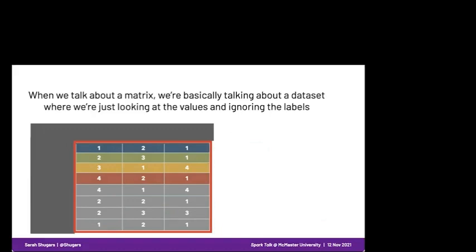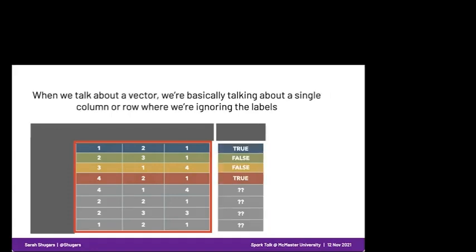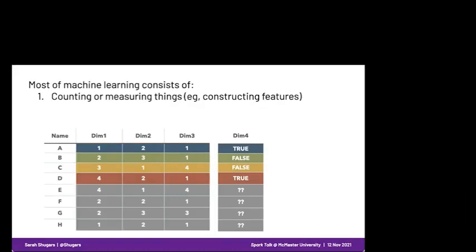And when we're talking about a matrix, it's basically a data set where we're just ignoring the labels and just looking at the values. So we basically made it this mathematical object by only looking at the numerical entries. We still know which column corresponds to which feature and which row corresponds to which observation, but we're just ignoring those labels for the time being and treating it as this mathematical object. And when we talk about a vector, we're basically talking about a single column or row where we're then also ignoring labels.